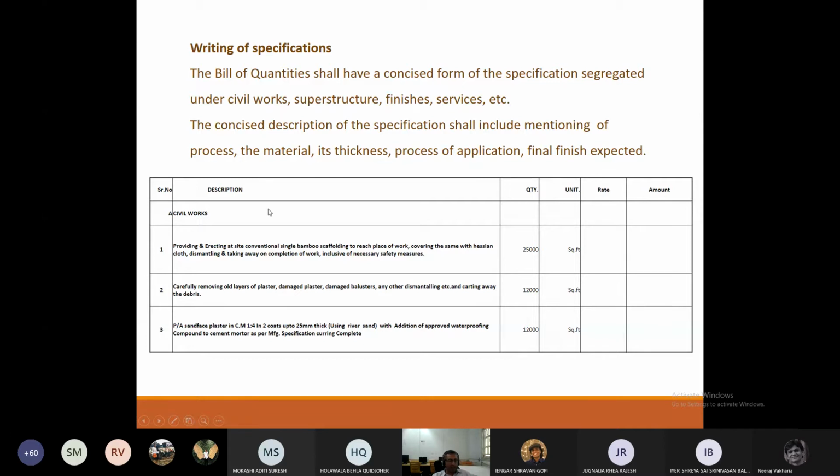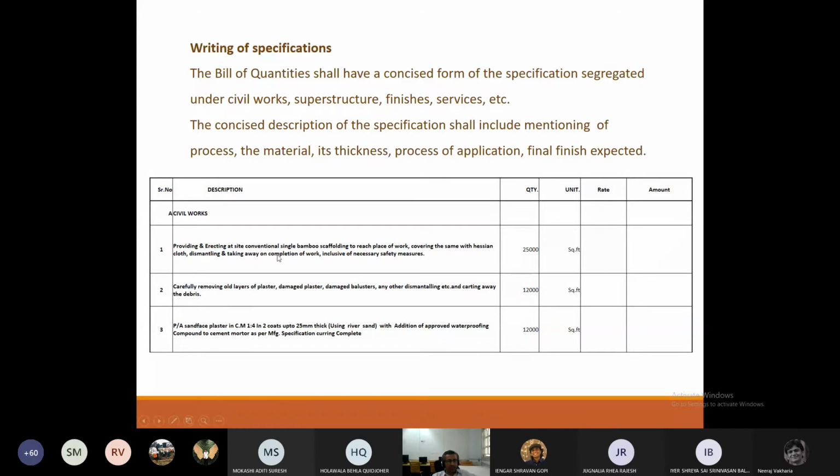Yeah, and usually it writes in detail all aspects of the work that is there. Look at the first aspect. Provide and erect at site conventional single bamboo scaffolding to reach the place of work, covering the same with hessian cloth. You know the hessian cloth, the green cloth that you see, so that the debris does not fall off.